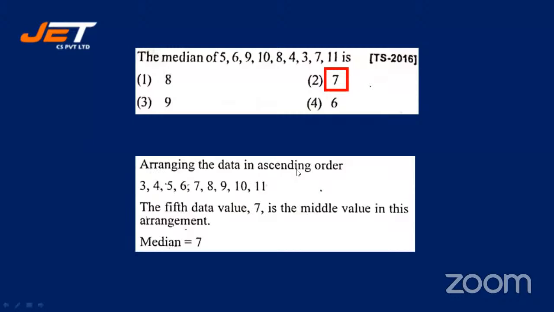It is 7. How? First, you are going to arrange it in ascending order: 3, 4, 5, 6, 7, 8, 9, 10, 11. So you get the fifth data value as 7. That is, 5, 6, 7, 8, 9, plus 1 by 2, so 10 by 2 is the fifth item. The fifth item is 7. That is the middle value in this arrangement, so the median you are going to get is 7.